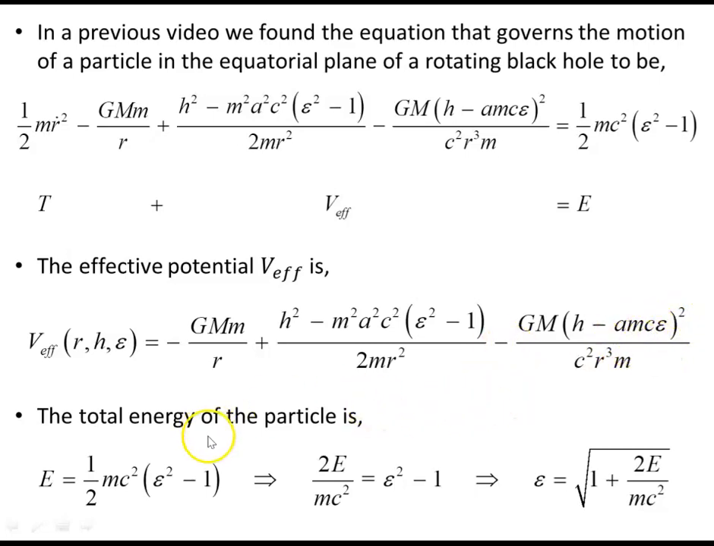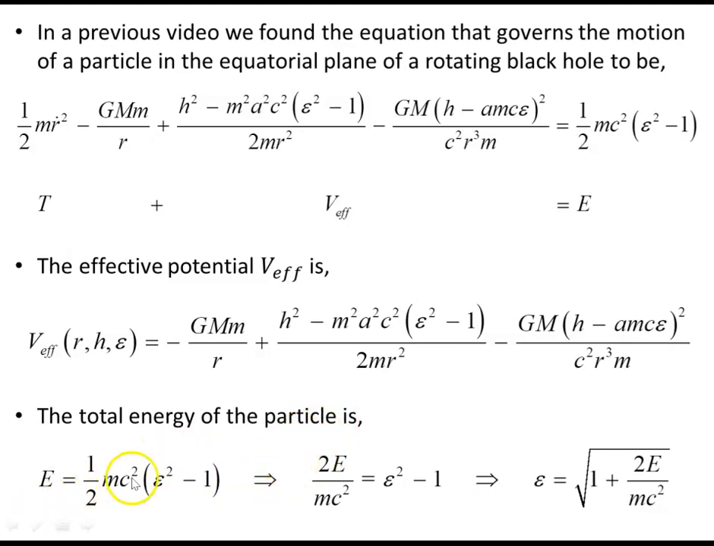All right, now the total energy of the particle E is a half m c squared times (epsilon squared minus 1). And epsilon was, as in previous videos, E over m c squared. So it was a ratio between the energy at any point in the orbit to its energy far from the source mass, measured by an observer at rest with respect to the particle m.